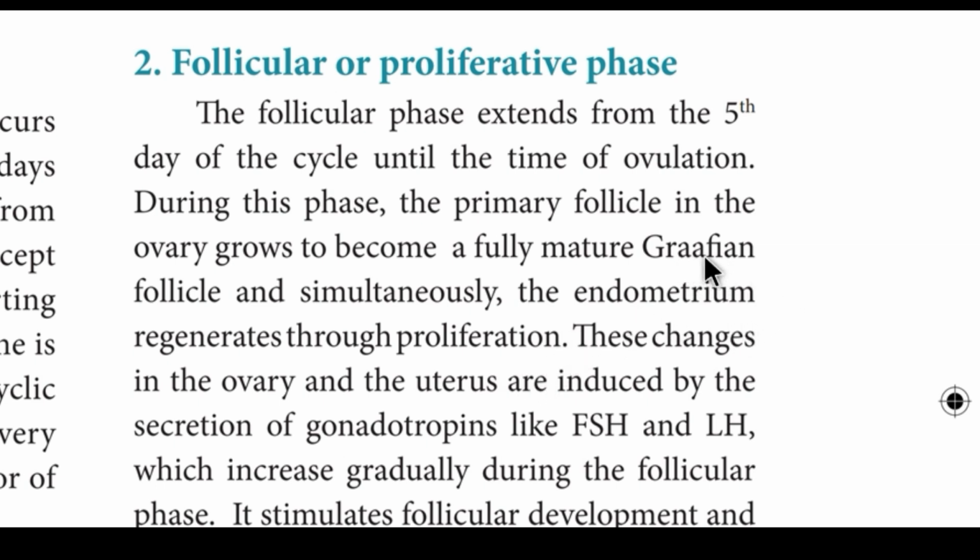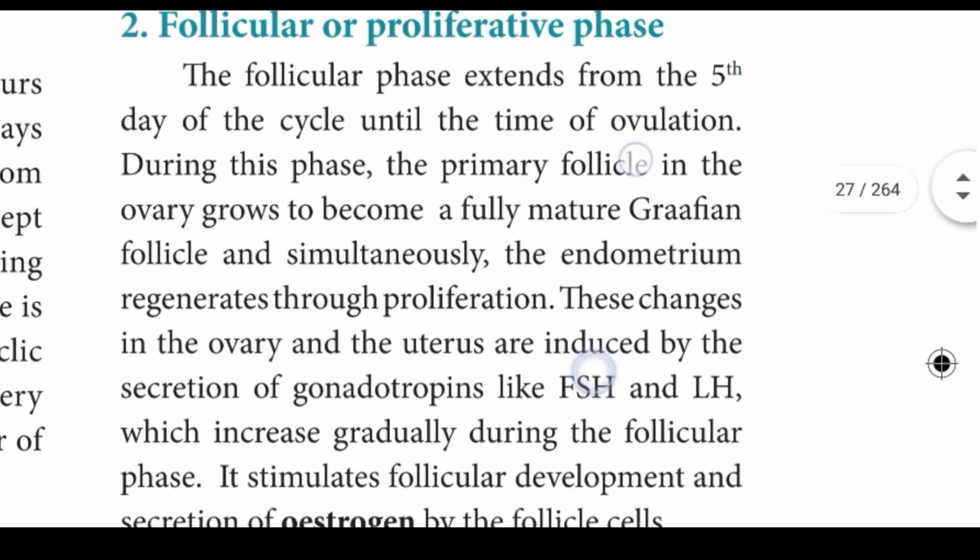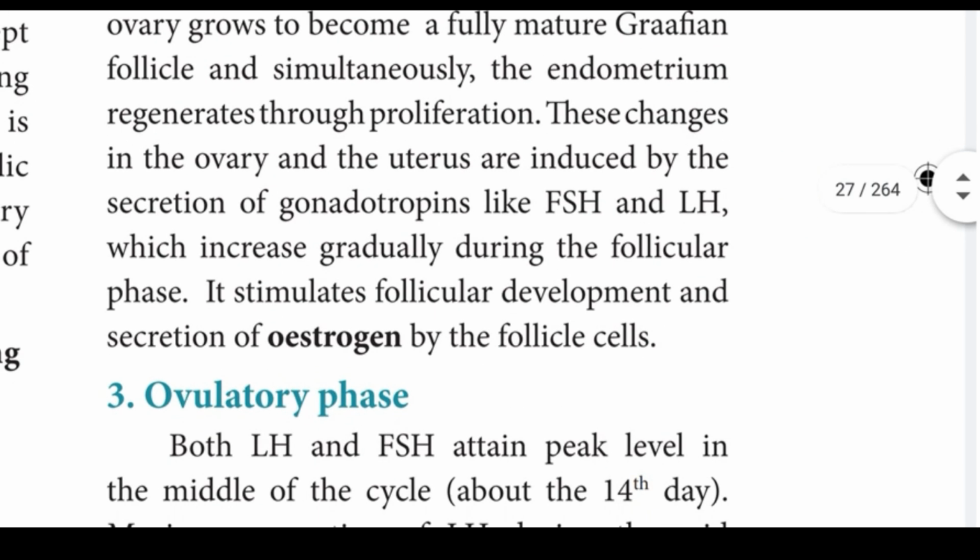After the release from the Graafian follicle, some of the endometrium is lost. The endometrium comes out, so that again the endometrium is regenerated through proliferation. Again the lost endometrium is regenerated. That is called the proliferation. That means the freshness. These changes in the ovary and the uterus are induced by the secretion of gonadotropin.